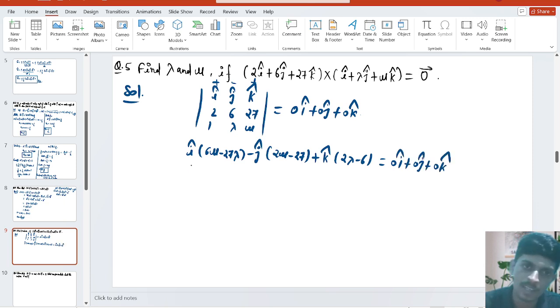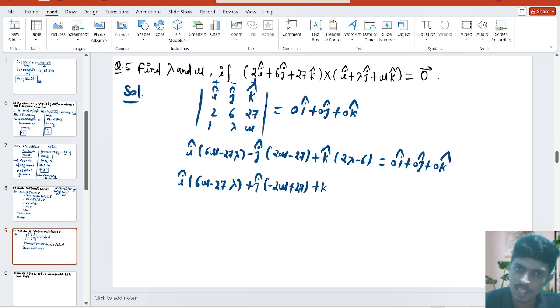Okay, so simplifying it, this is i cap into 6μ minus 27 into λ, and if you multiply minus in this, you get plus j cap. It becomes minus 2μ plus 27. Okay, and this is plus k, and 2λ minus 6 is equal to 0 i cap plus 0 j cap and 0 k cap.